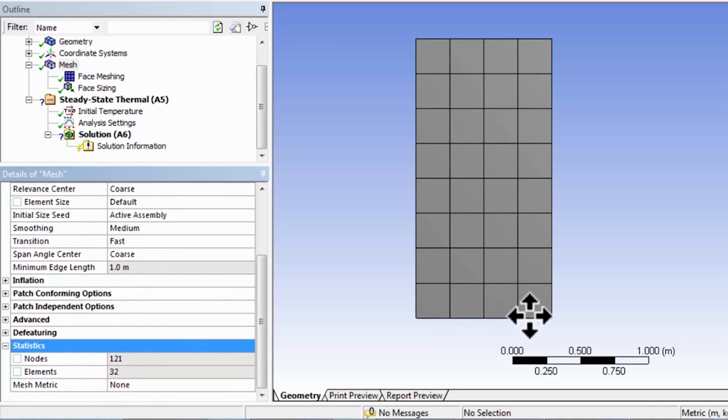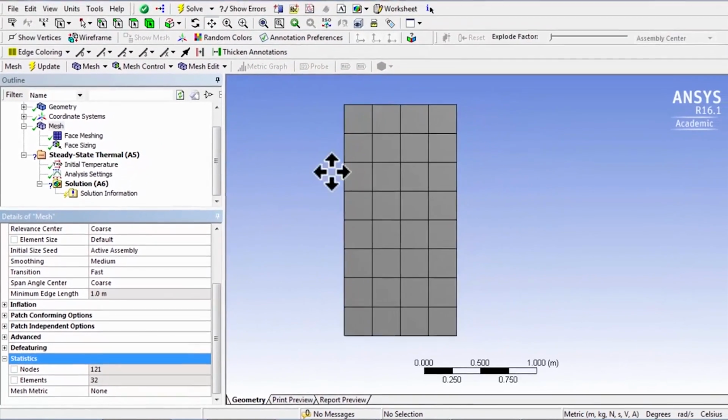I said 4 elements along here and 8 elements along there, so 4 times 8 is 32, so that's no surprise. And there are 121 nodes. That is, the solver now knows that it needs to calculate the temperature values at 121 locations. So we've given it the selected locations at which to calculate the temperature. And we can see what those locations are.